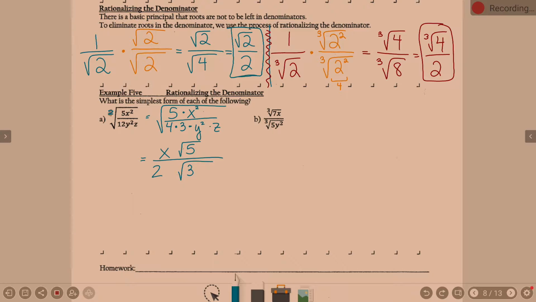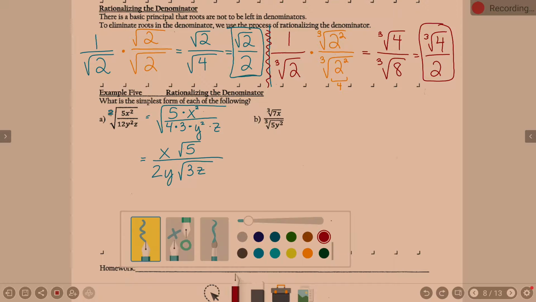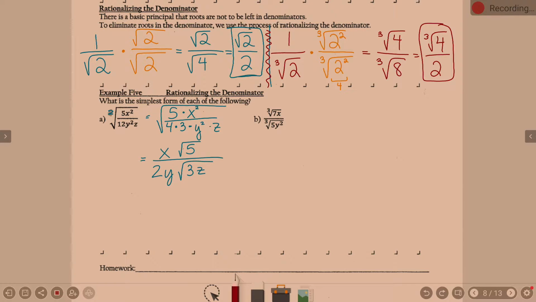Can I take the square root of y to the 2nd? Yes, because I can take 2 and divide it by 2, which is going to make it y to the 1st. And that's outside the radical. Can I take the square root of z? Z to the 1st. That doesn't divide by 2, so z is going to stay under the radical. Okay. There wasn't anything we could divide. There were some perfect squares I pulled out.